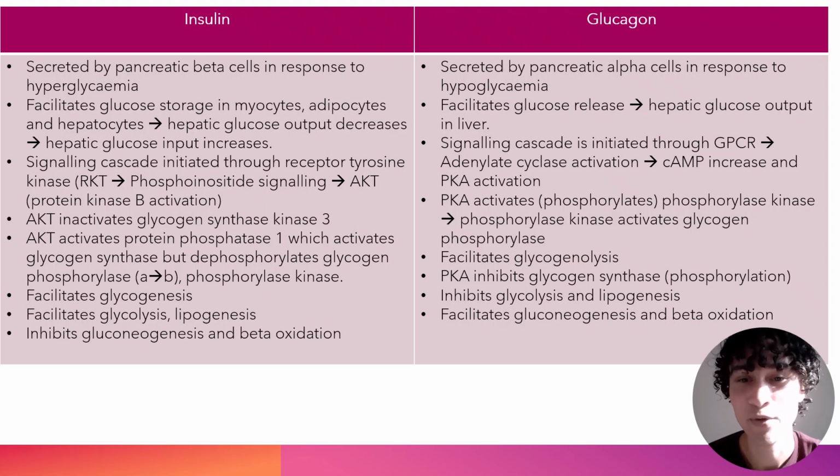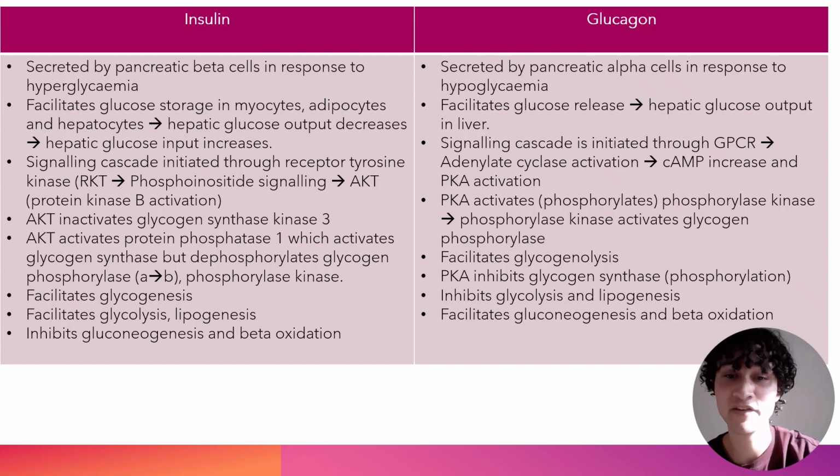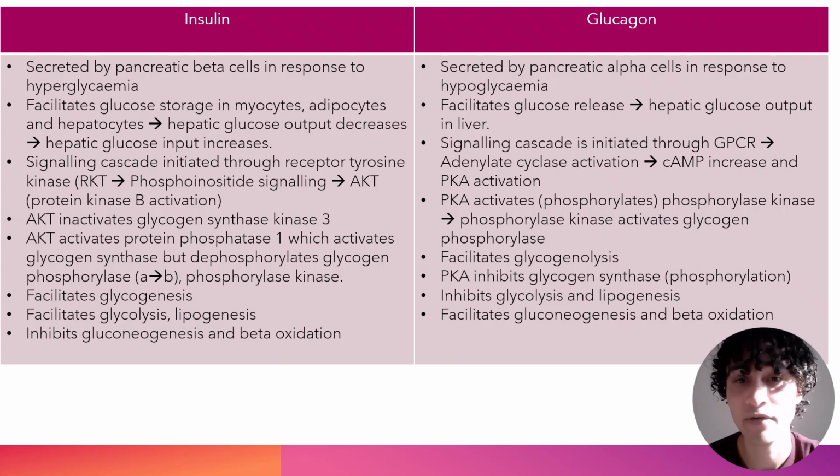So I've got this table here just to compare and contrast the effects of insulin and glucagon, the functions they have, and where they're secreted and synthesized. And it's a good table to copy down, because everything we've spoken about is summarized onto this table. So, for instance, insulin is secreted by beta pancreatic cells in response to hyperglycaemia, and glucagon is secreted by alpha pancreatic cells in response to hypoglycaemia. Both beta and alpha pancreatic cells make up the islets of Langerhans in the pancreas, along with their delta cells.